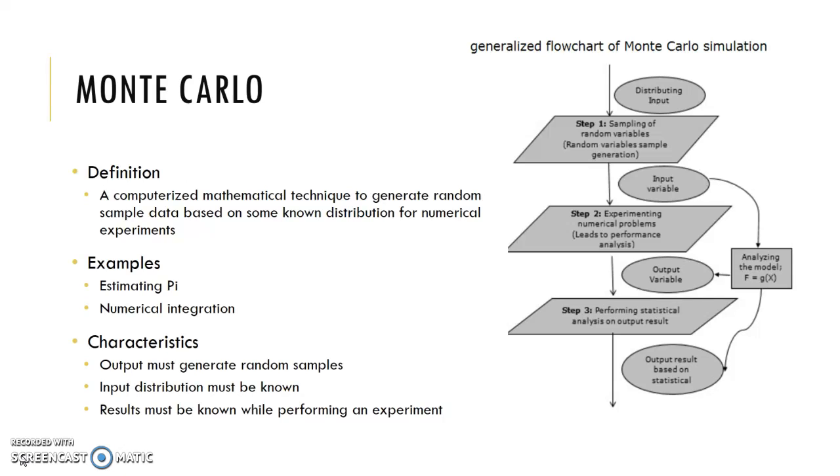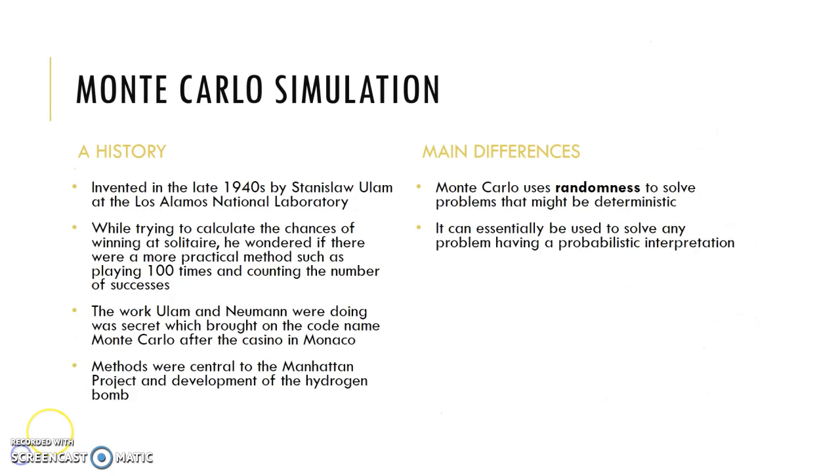Then some characteristics of Monte Carlo would be the output must generate random samples, input distribution must be known. Very common ones would be, say, normal distribution, log normal, exponential, and uniform, and results must be known while performing an experiment. And so now I'll give a history and then show the main difference between the Monte Carlo simulation, discrete event, and continuous.